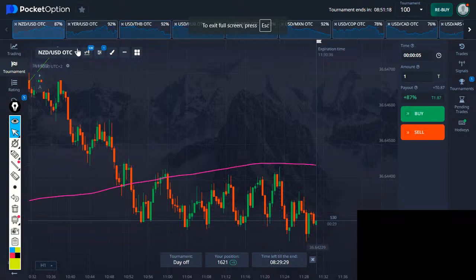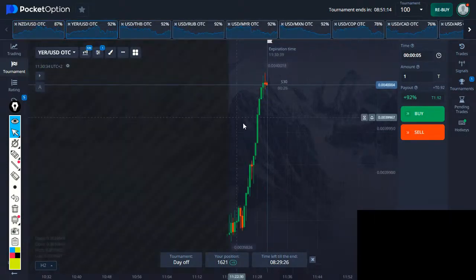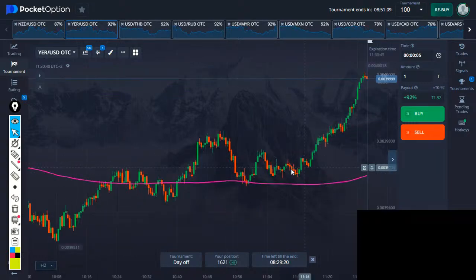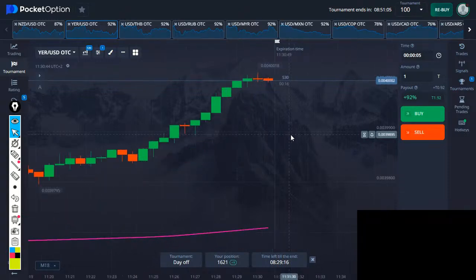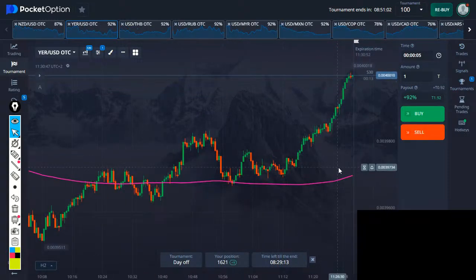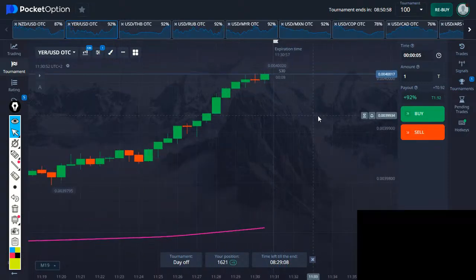So let's go ahead and begin. Let me look for something above 92%. Got this massive push to the upside. So we have strong buyers over here. Very strong buyers. So I'll take buys here. Let's begin.